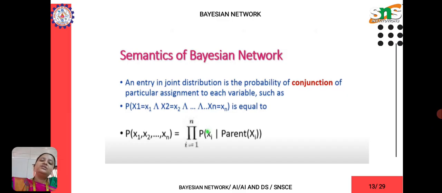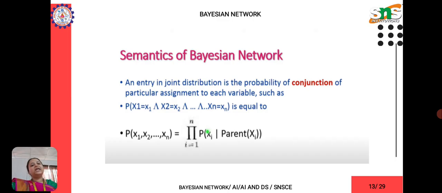So now, in the previous video we saw what a Bayesian network is and how the process evolved. In this video we will see what the actual semantics of a Bayesian network is and how it is involved. So what is the semantics of Bayesian networks? An entry in the joint distribution is the probability of the conjunction of a particular assignment to each variable. Particularly, if you are assigning the values, it is called the semantics of Bayesian networks.